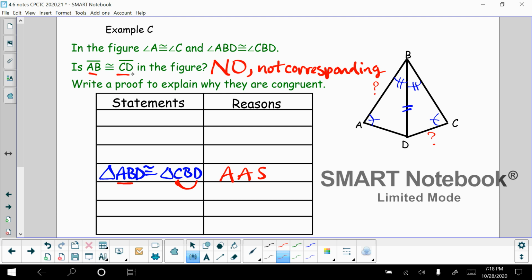Okay, so you don't write out a proof. You don't really need to do anything here. I just wrote that out so we can see how they're not in the same spot, and that is it. Okay, so those are 3 examples on how to use the definition CPCTC: corresponding parts of congruent triangles are congruent. That's it.